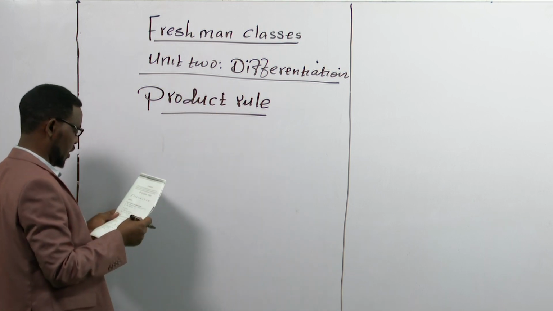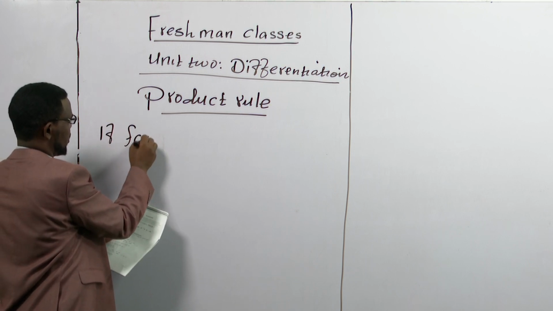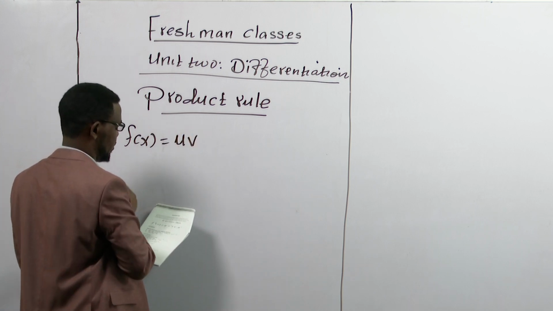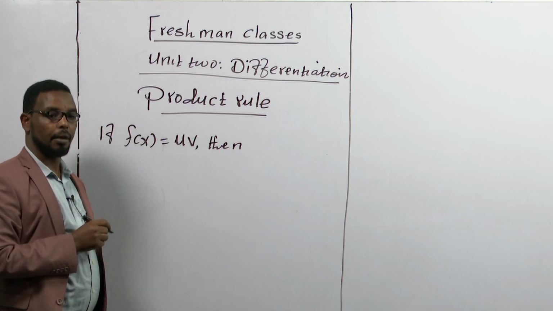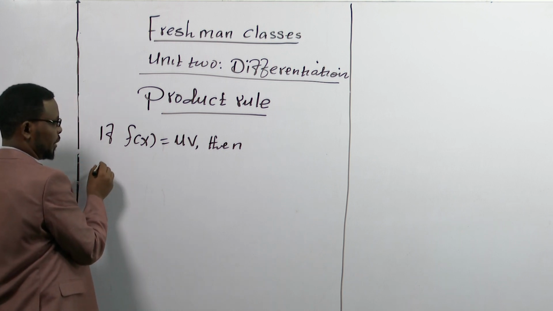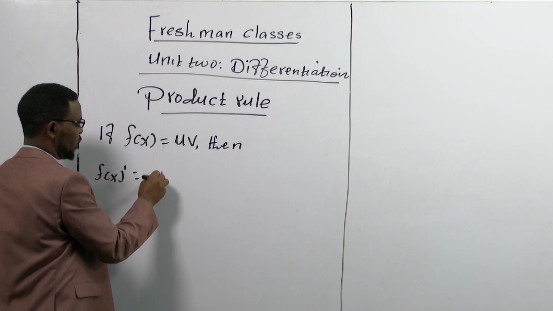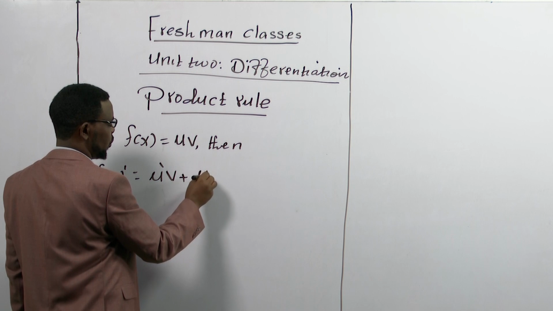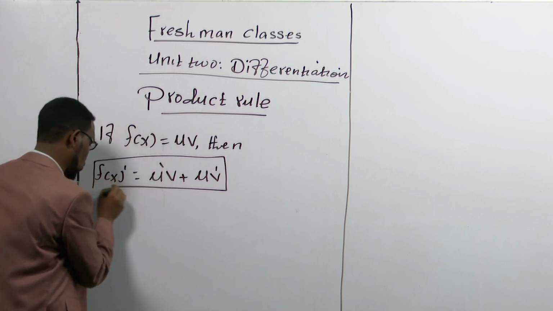Product rule. The general formula of this rule: if f of x is equal to u times phi, then what will be its formula? Product means two functions multiplied together. This will be f of x prime is equal to u prime times phi plus u times phi prime. This will be the general formula of the product rule.